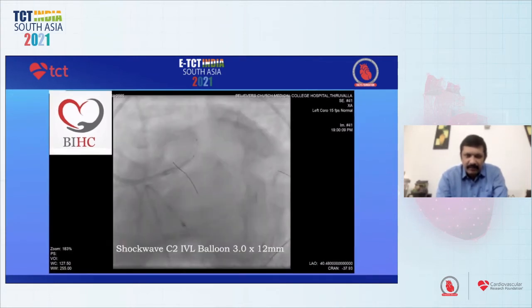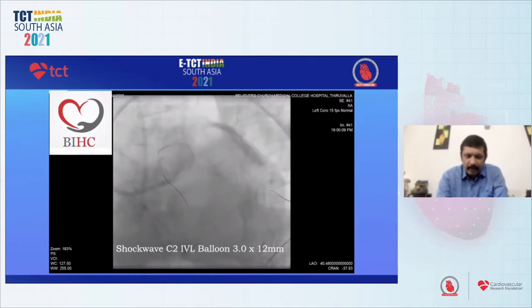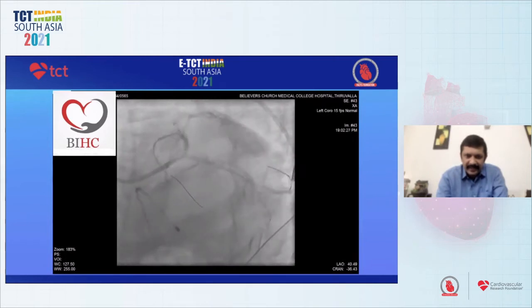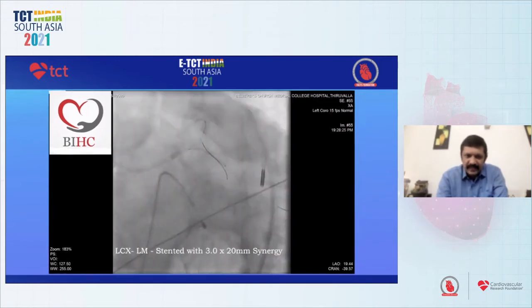So then we thought we'll go ahead with the Shockwave. We used a 3.0 x 12 mm balloon for the Shockwave. Initially in the proximal we gave, subsequently we gave the distal. And this was the result after the Shockwave. Now our plan was to stent the LCX to left main. So we stented the LCX to left main with a 3.0 x 20 mm Synergy stent.